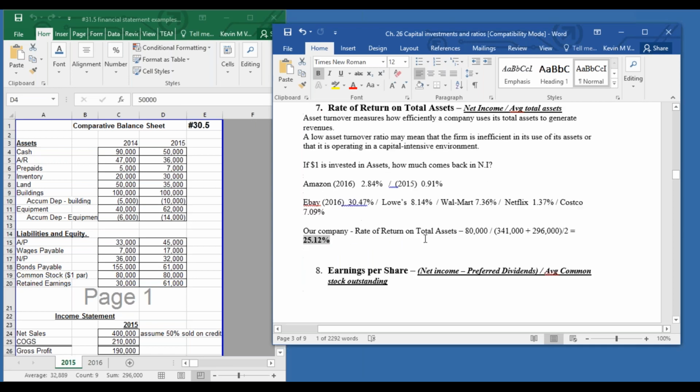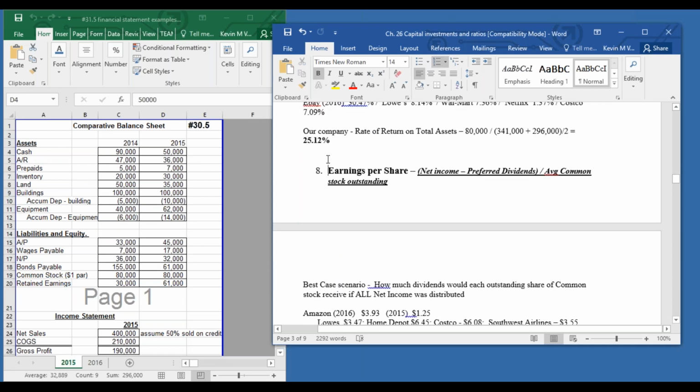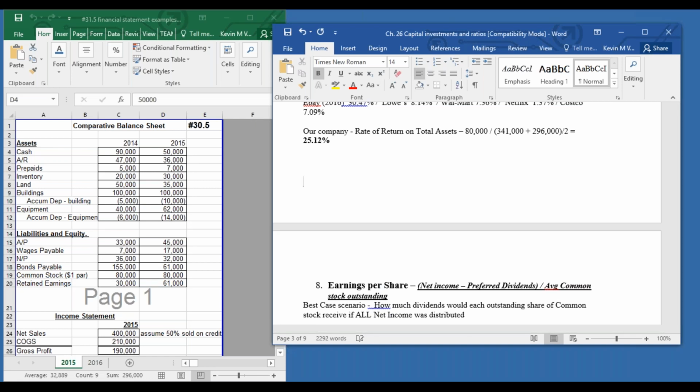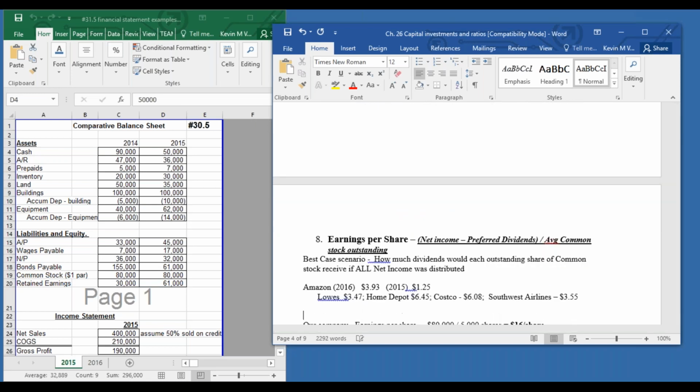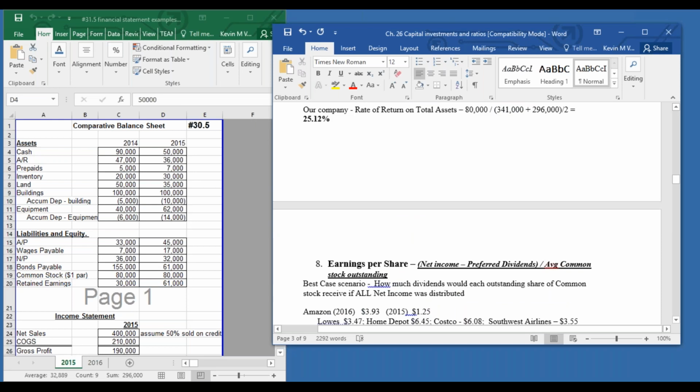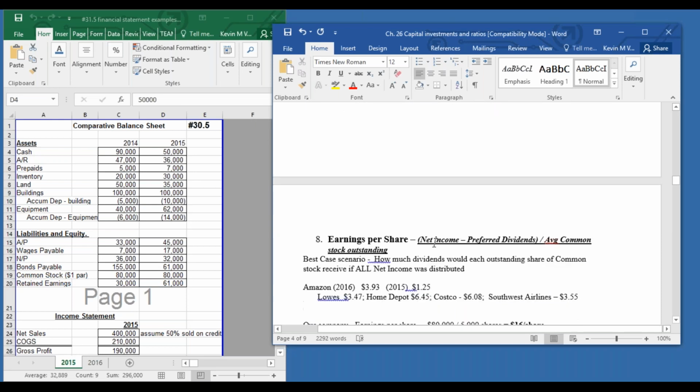Earnings per share. This is something we did in Accounting 101, so hopefully you remember a little bit of this. This simply says, best case scenario, how much in dividends will my common stockholders get? Best case scenario says if all of our net income is distributed, less whatever goes to preferred stock, how much am I going to get on an average basis for each share of common stock?